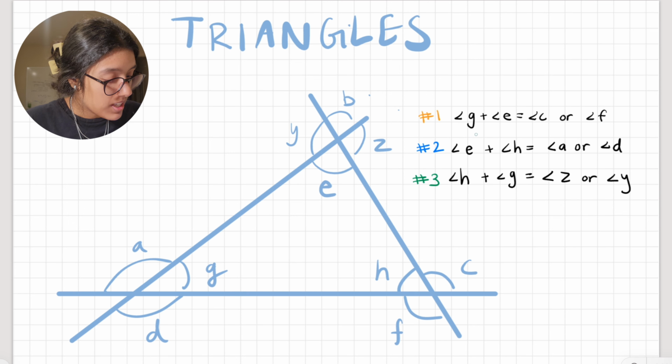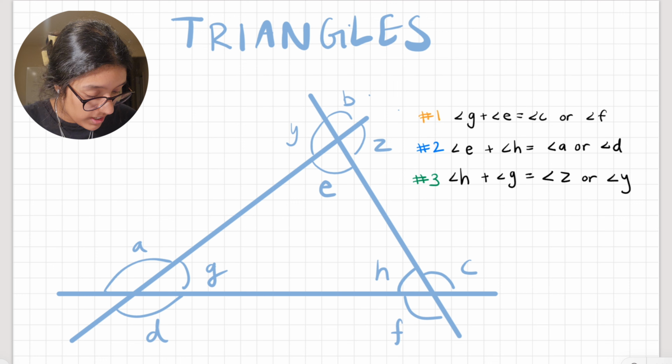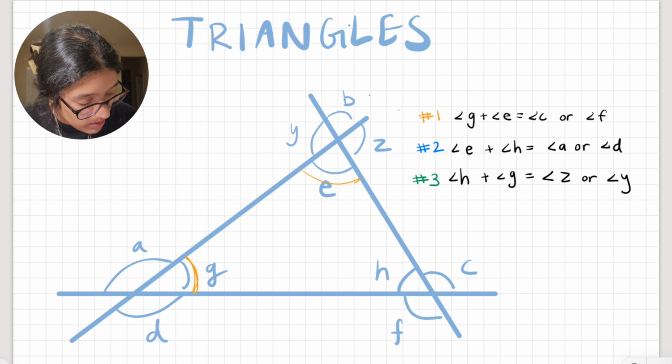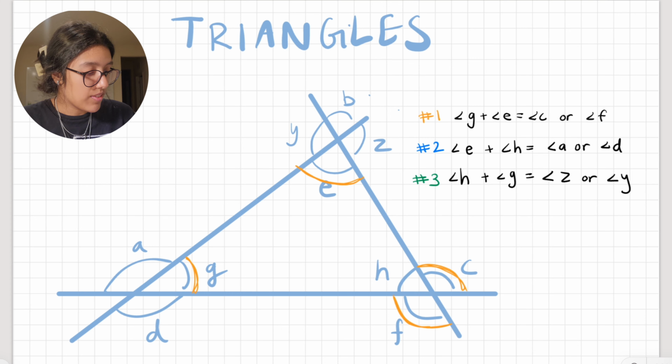So angle G plus angle E equals angle C or angle F. So let's locate angle G over here. This is angle G. And then we have angle E. So angle G plus angle E is equal to C or angle F. And why did we have this or? Well, because we know that vertical angles share the same angle measurement. Angle G plus angle E can either be equal to angle C, or since we know angle C equals angle F, angle G plus angle E can also be equal to angle F.